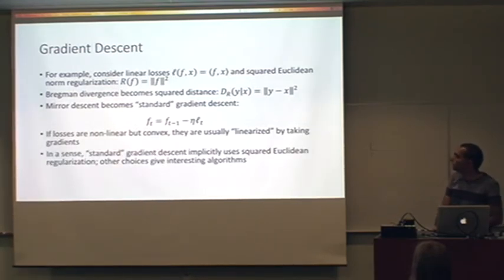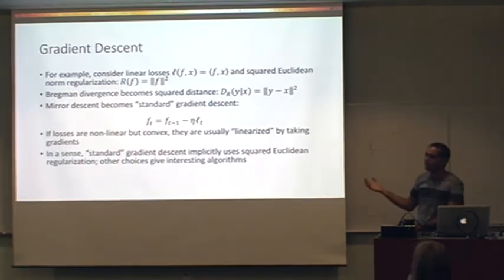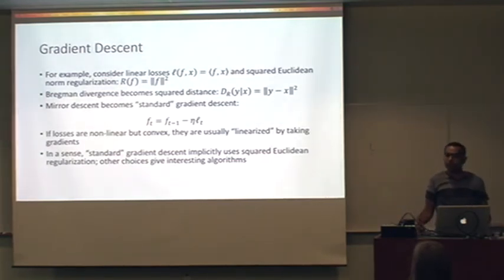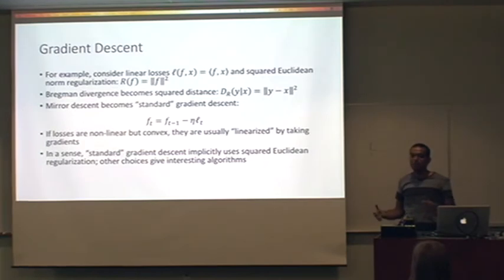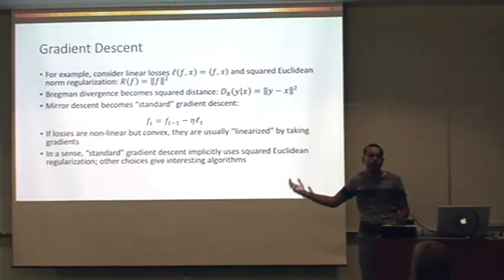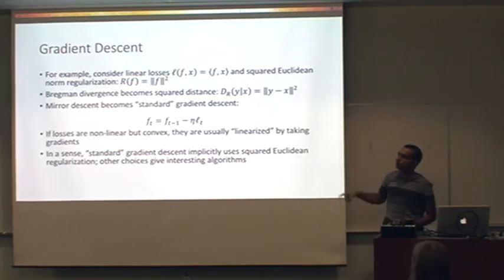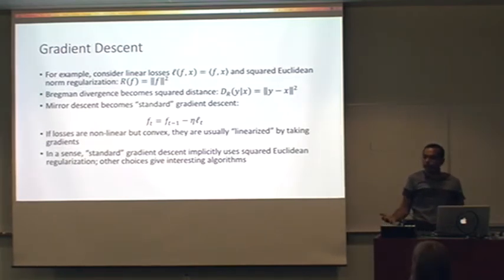So in a sense, when you do standard gradient descent, you might think there's no regularization going on there, but implicitly, if you look at the mathematics of duality and so on, it came out of the implicit choice of using the squared Euclidean norm as a regularizer. And because of that, if you're just thinking of doing gradient descent on some space, you should be thinking about whether it makes sense to use Euclidean distance in that space.